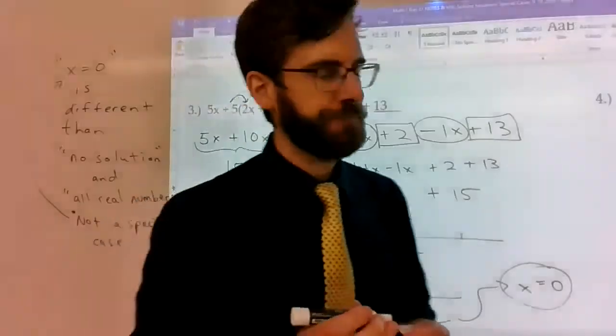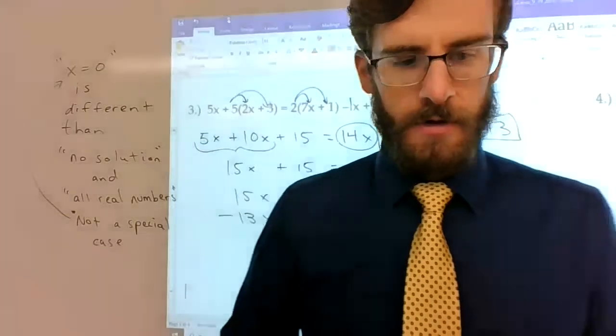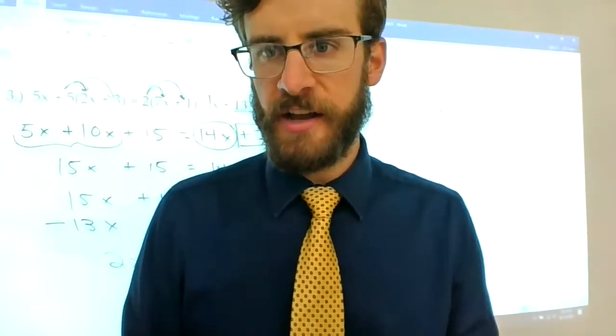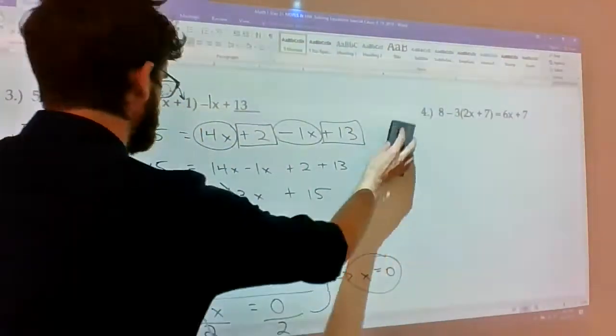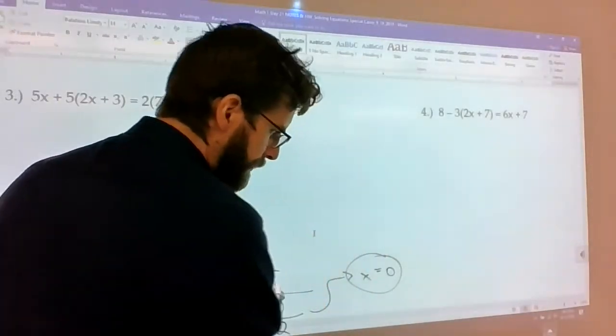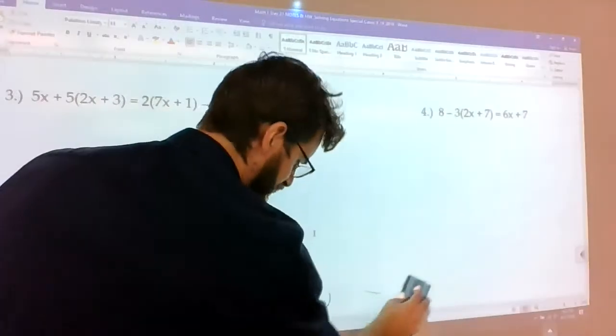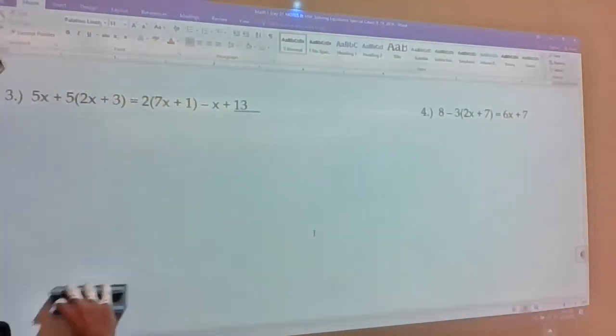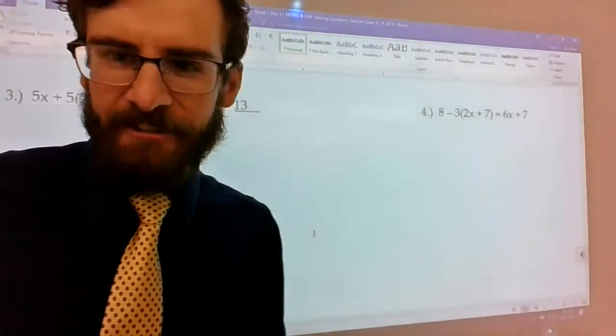All right. Let's check out the last one, and then you guys can get moving on the assignment. All right, so no solution, all real numbers. Make sure we understand the difference between an x equals 0 and the special cases. What do we have on number 4?